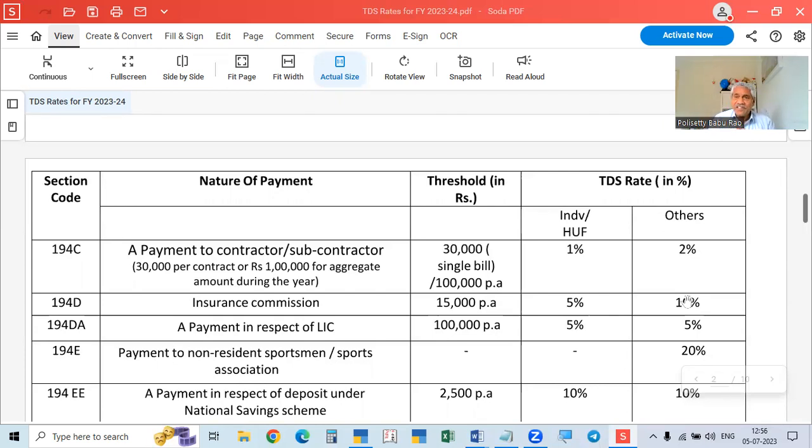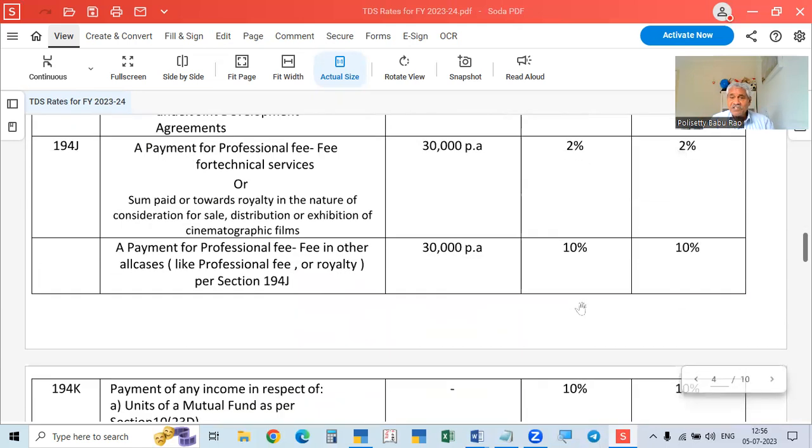They will arrange the insurance by themselves because they will take an agency. They will be agents and they will arrange the insurance for the cars. They will get the commission from the insurance company like others. So that is what others means, non-individual or HUF. For them it is 10%. In these 2 cases, there are 2 different rates. For all others, same rates.